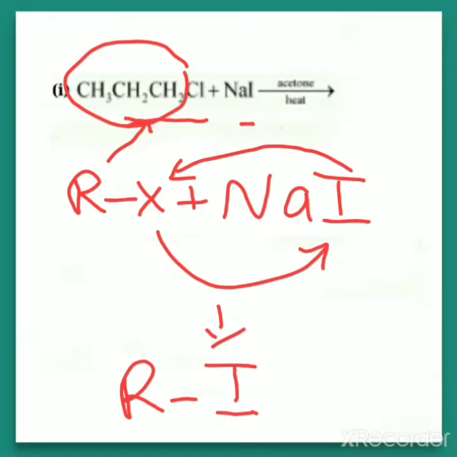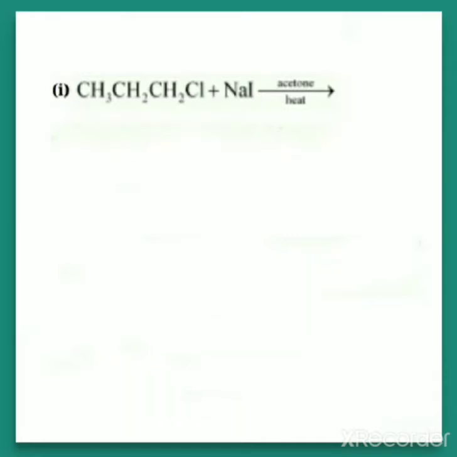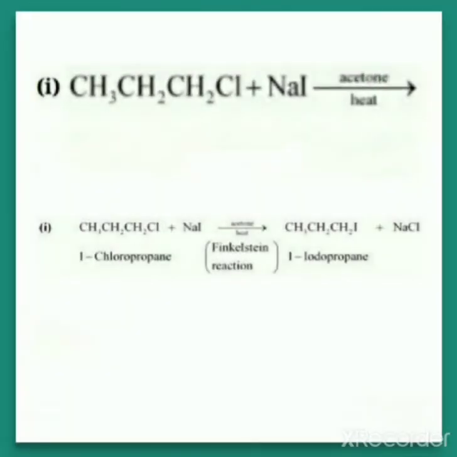So once you have learned the general equation, whatever the question comes here, just write the R from the question and the answer is ready. So your answer is RI, that means CH3CH2CH2I. So let us check the answer. This is a reaction which is called as Finkelstein reaction. It's one of the named reactions. So its answer is here. So you can check, you will be getting the answer, that is CH3CH2CH2I. That is iodopropane. And this reaction is called as Finkelstein reaction.